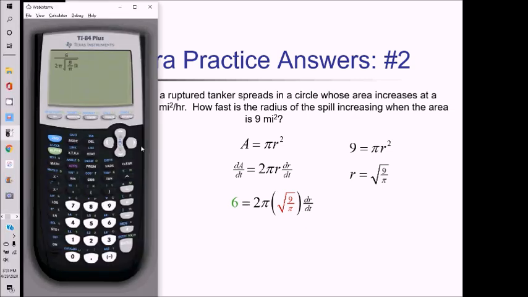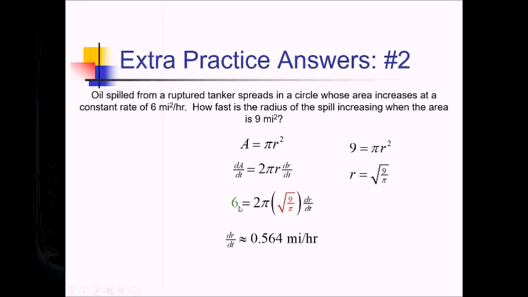So here's what this looks like on my calculator. I used alpha y equals to get this fancy fraction mode because I'm multiplying stuff in the denominator, so I don't have to worry about using parentheses or dividing over and over again. Pressing enter, this comes out to 0.564. Now, what are the units going to be on this? We're solving for dr over dt. Radius is measured in miles. Time is measured in hours. So this is going to be 0.564 miles per hour.